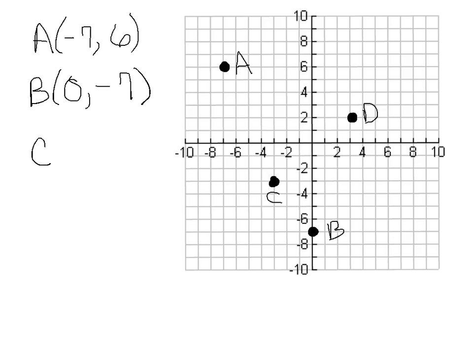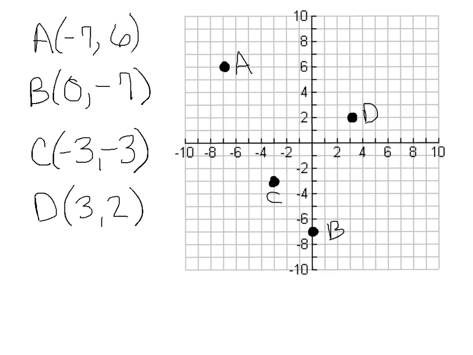Okay, try C and D now. Pause the video, give yourself time to find their locations, and then start the video back up and see if you got them right. Okay, did you get them right? C was backwards 3, or to the left 3, and down 3, so that's a negative and a negative. D, when you start at the origin, was to the right 3 and up 2, so that's a positive, positive. If you got these wrong, I would go back and watch how we did A and B together again before you move on.